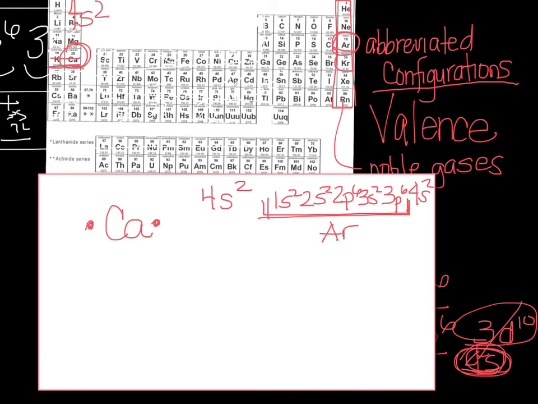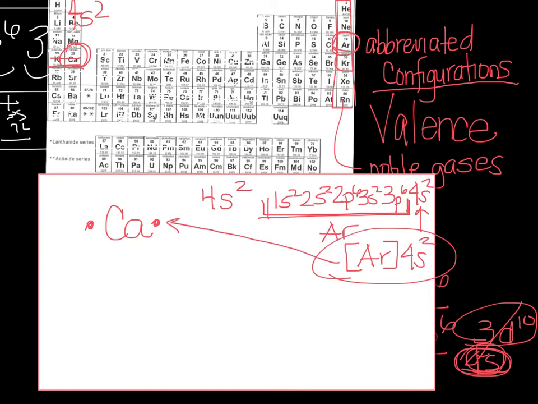So here's the thing. Shorthand electron configuration for calcium is we can say, hey, calcium looks just like argon underneath, but on the top floor it has 4s2. That's our abbreviated electron configuration, and it matches up with our Lewis dot structure.